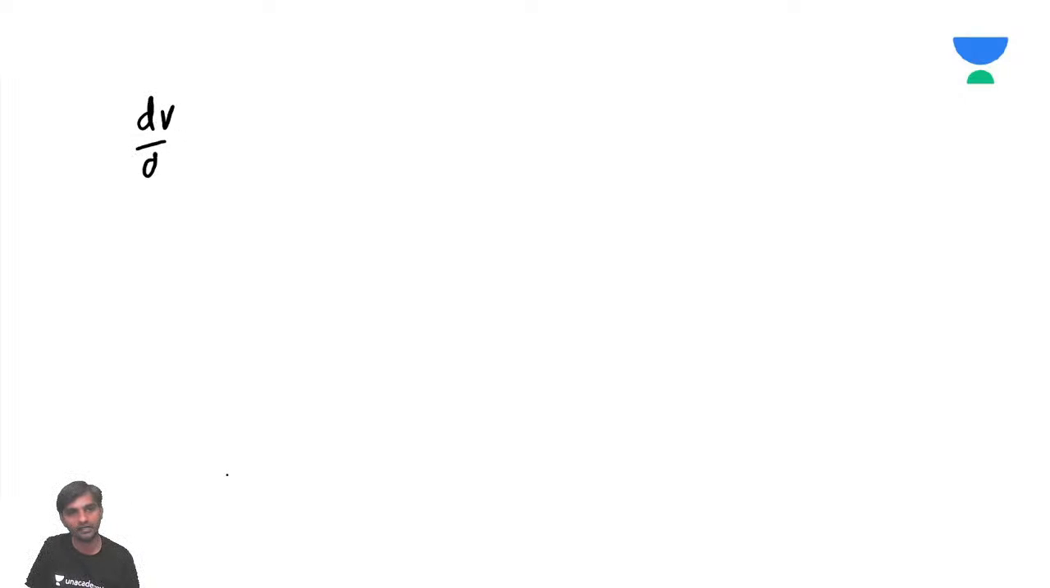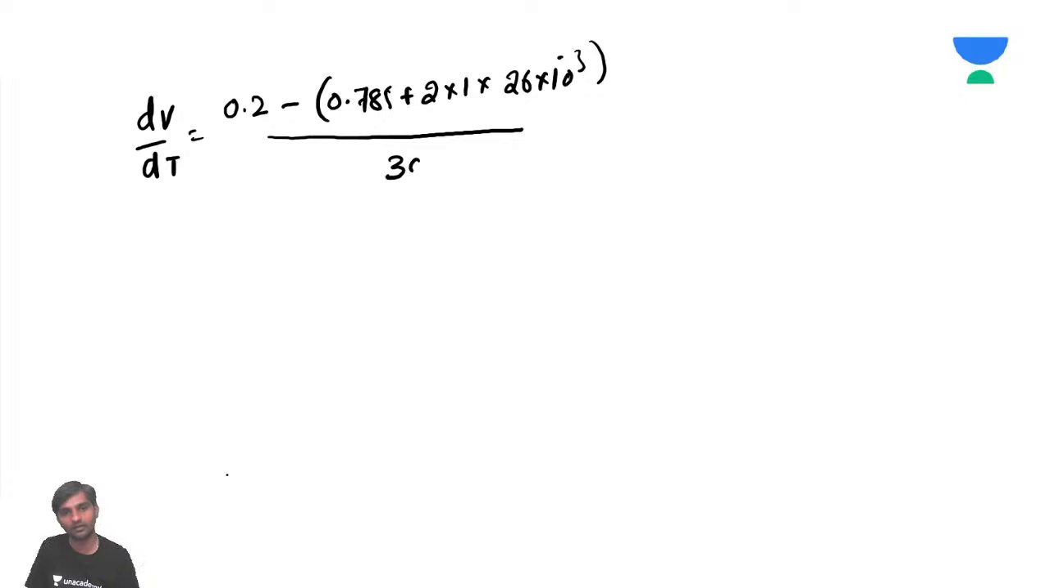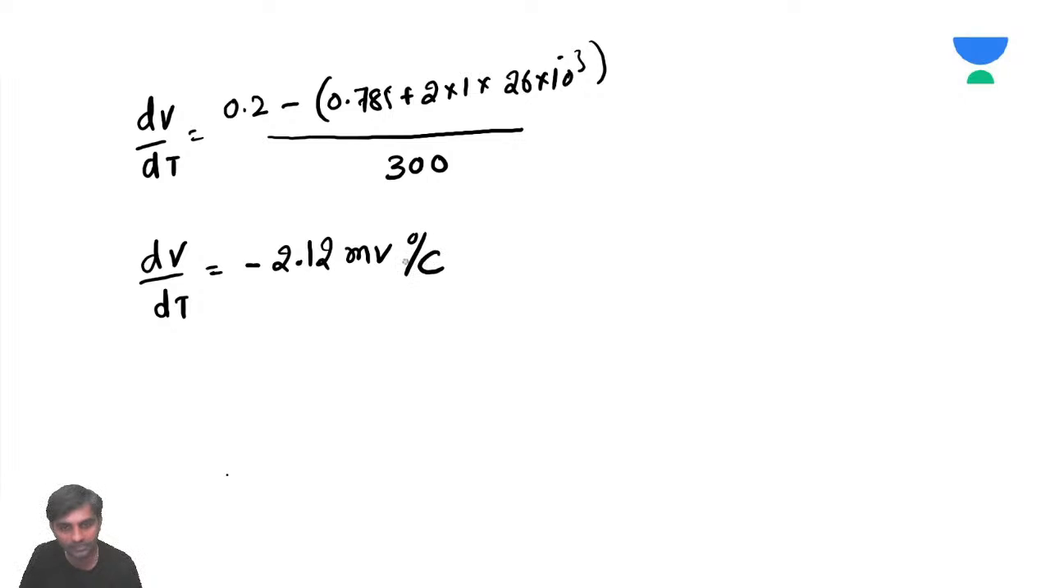So dV by dt, substitute all the values, you will get 0.2 minus, so Vg naught is 0.785 plus m is 2, eta is 1, then Vt is 26 into 10 to the power of minus 3, entire thing by 300. You'll get dV by dt is going to be minus 2.12 millivolts per degree rise in temperature. This is for germanium.